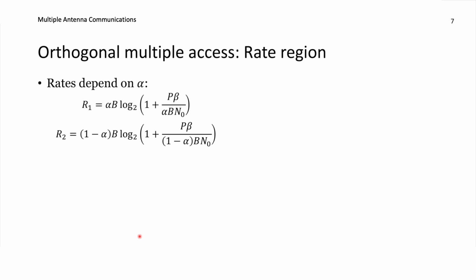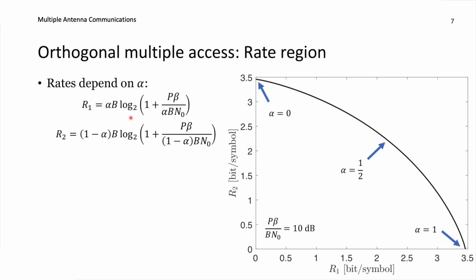So remember, here were the different rates that we can achieve. Let's say that these are measured in bits per second, but we can divide by the bandwidth to get bits per symbol. And here is then the result. We assume that P times beta divided by B times N naught is equal to 10 decibel. So that is the SNR that you achieve if you are assigned all the bandwidth. Then here we are showing the rate that user 1 is getting and the rate that user 2 is getting, measured in bits per symbol.